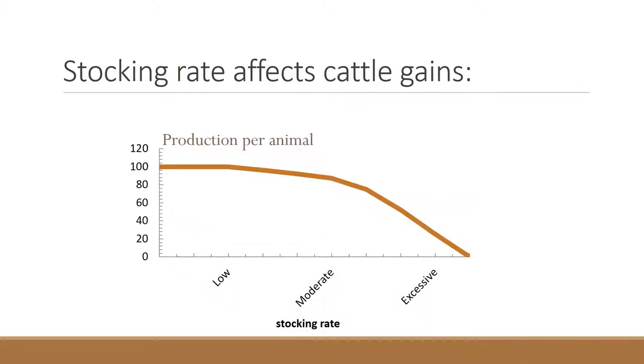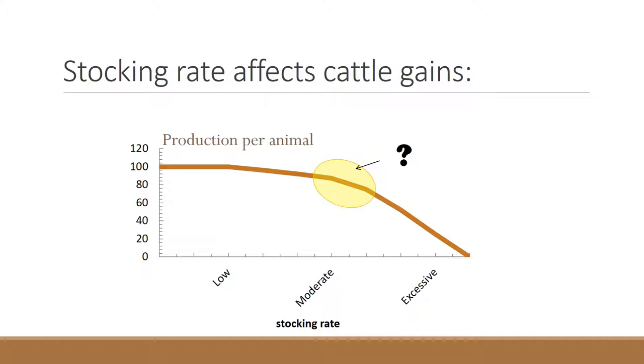Okay, let's think about that. At higher stocking rates, animals have less gain. They're less productive. They don't gain as well. Why is that? On this graph, we have individual animal production. They start out gaining 100%, the maximum that they can gain based on the type of animal they are and their genetic potential. At low stocking rates, they go out and use the forage, and they meet their maximum. As stocking rate increases, you get to some point where animals will start not being as productive. They're not going to gain quite as well. That's that area right there at moderate to excessive stocking rates.